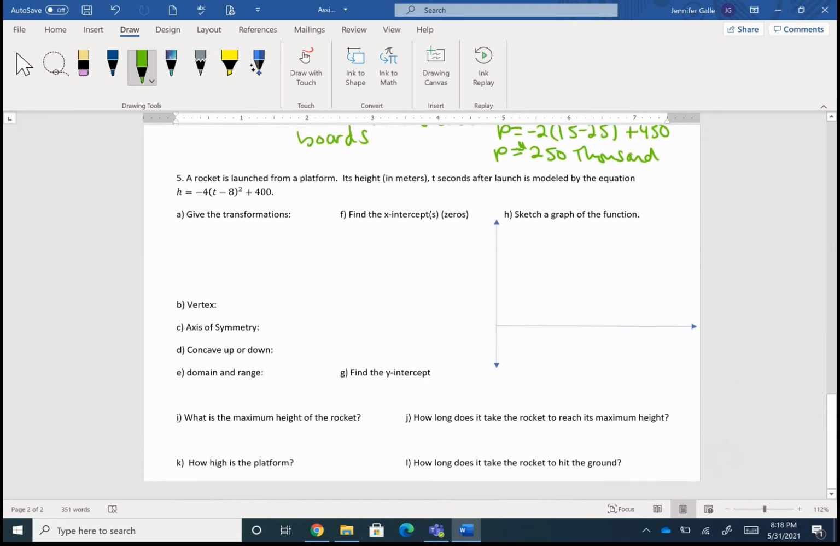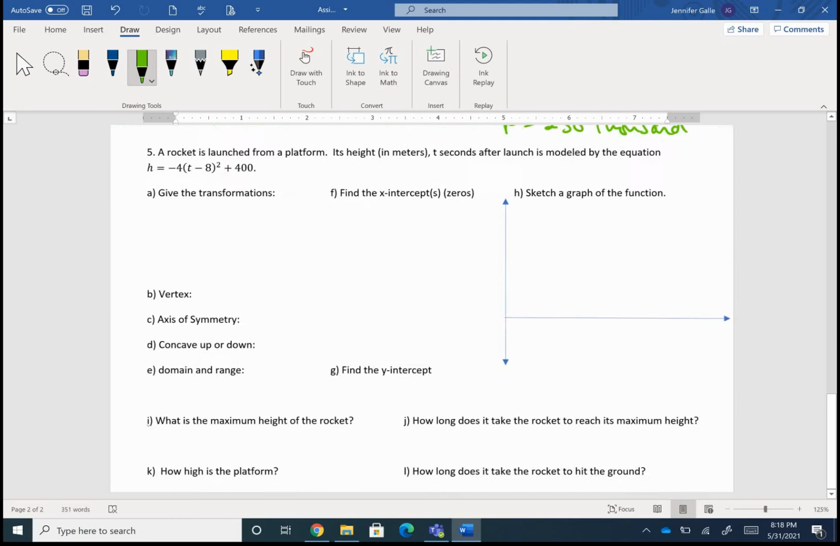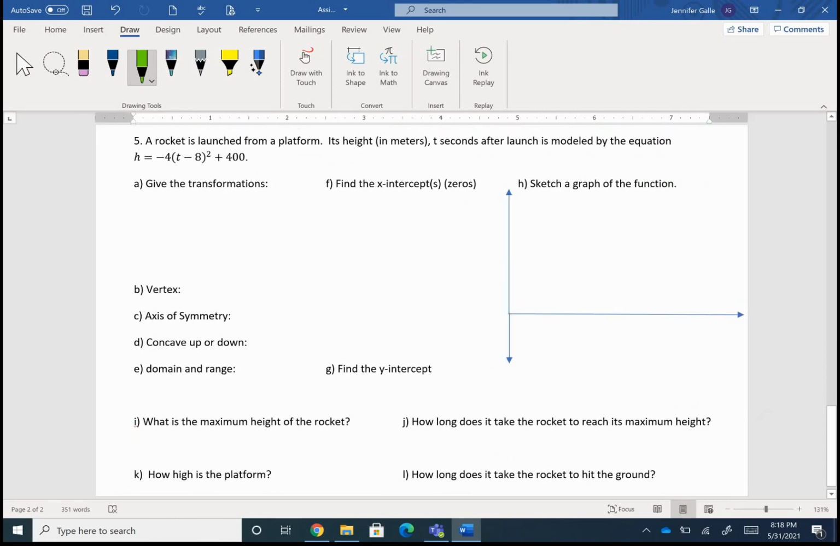Last but not least, question number 5. We're launching a rocket from a platform. Its height in meters, t seconds after launch, is modeled by the given equation. So let's go ahead and find the different pieces. If maybe you watched me walk you through all of question 4, maybe pause here and try question 5 yourself. Or at least try letter A, and then unpause it and check it. Pause and try the vertex. Make sure you're trying some of these things yourself as you go.